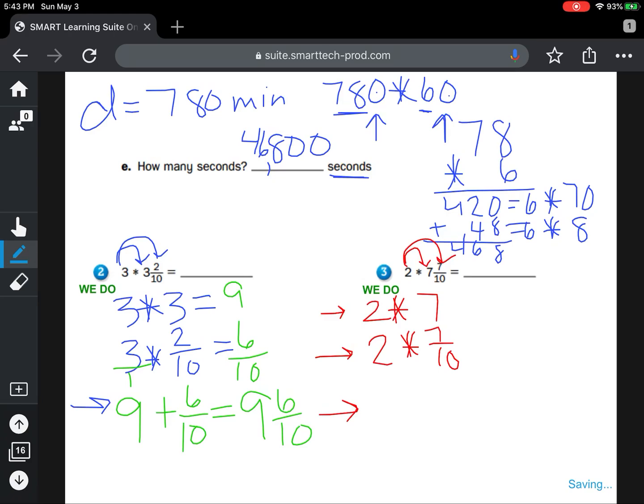Now you could reduce that, but if you left it as 9 and 6/10, I would be totally fine with that. It could have been reduced down to 9 and, 6 divided by 2 is 3, 10 divided by 2 is 5, so it could have been 9 and 3/5.